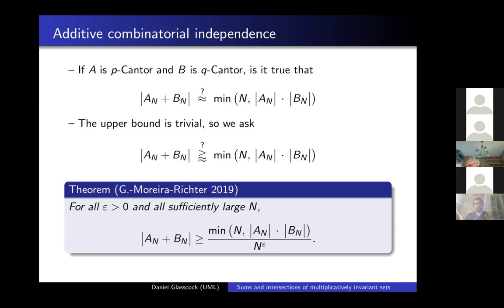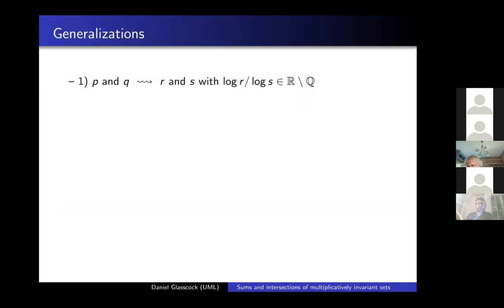Okay, so we've seen 3 different ways now in which a p-Cantor set and a q-Cantor set are independent. So no mutual structure is possible. We talked about intersections, and now we've talked about sum sets. I want to tell you about how all of these generalize. There's actually 5 ways in which all of the statements I've given you so far generalize. So we'll just go through these really quick. P and Q, which were distinct primes, can change into R and S, where log R over log S is irrational.